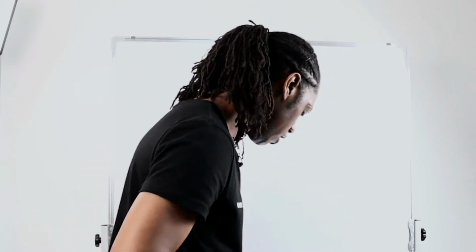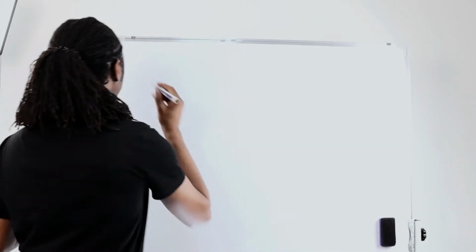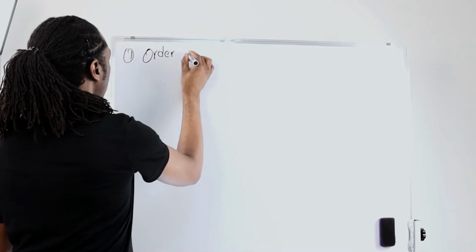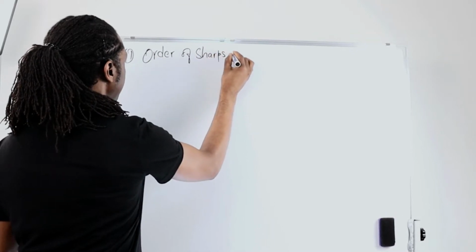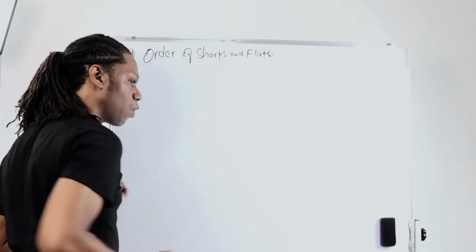So in today's video, I'm going to share with you 5 essentials, 5 things that every beginner saxophone player ought to learn. One of the first things that every beginner saxophone player should learn is the order of sharps and flats. Okay? The order of sharps and flats.